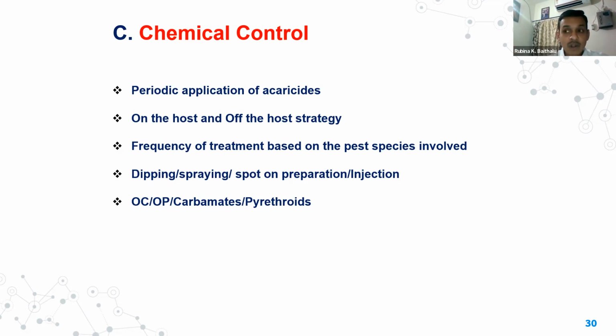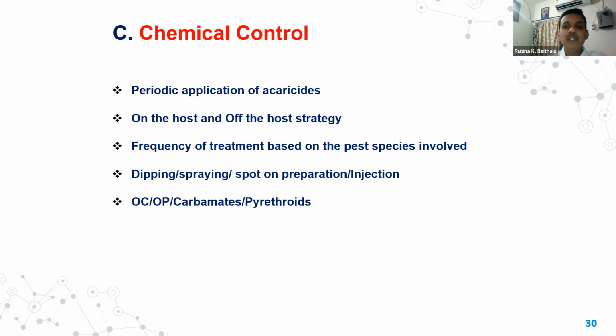Second, as I've already discussed, the biotic potential of the tick. One female tick can give rise to 10 lakh larvae. So whenever you are going for treatment of the ticks, you should go for on-the-host treatment and off-the-host treatment. That means you have to treat the animal and you have to treat the premises. Whenever you are treating the premises, the dose should be double than whatever dose you are using for treating the host. That is very, very important.